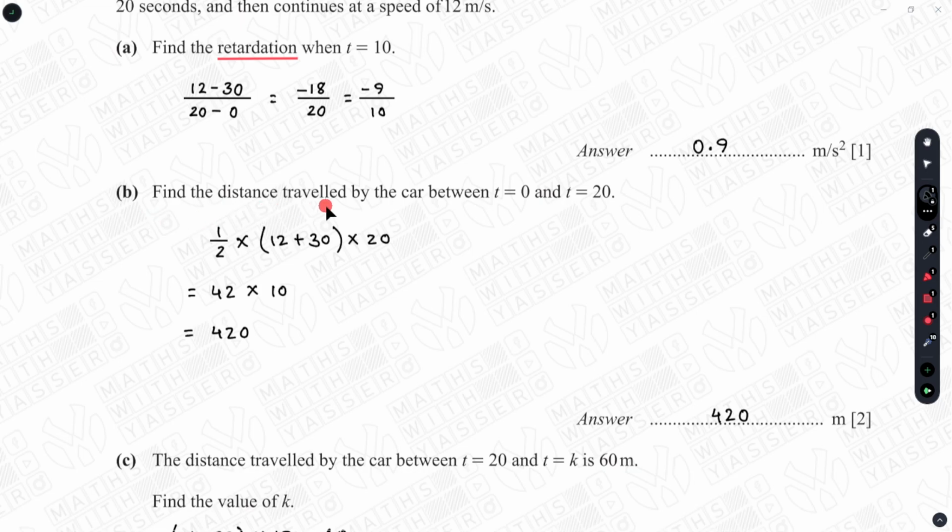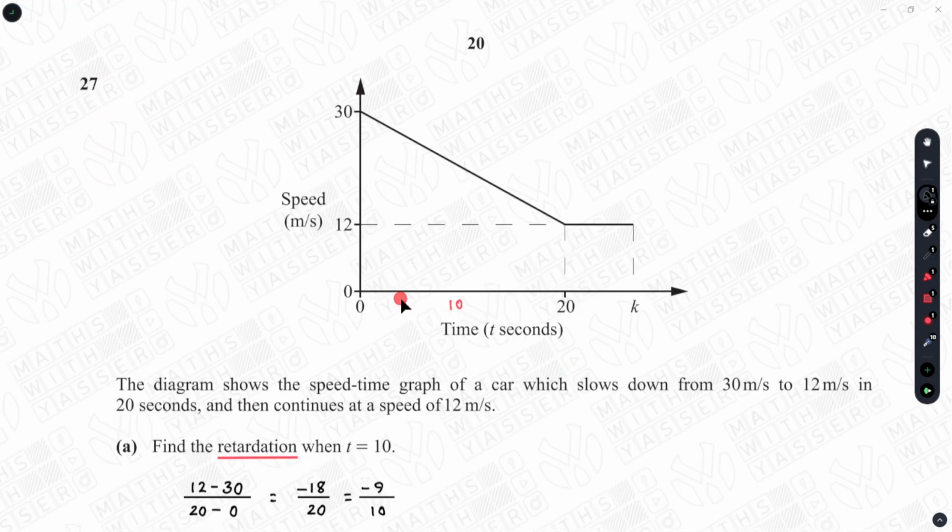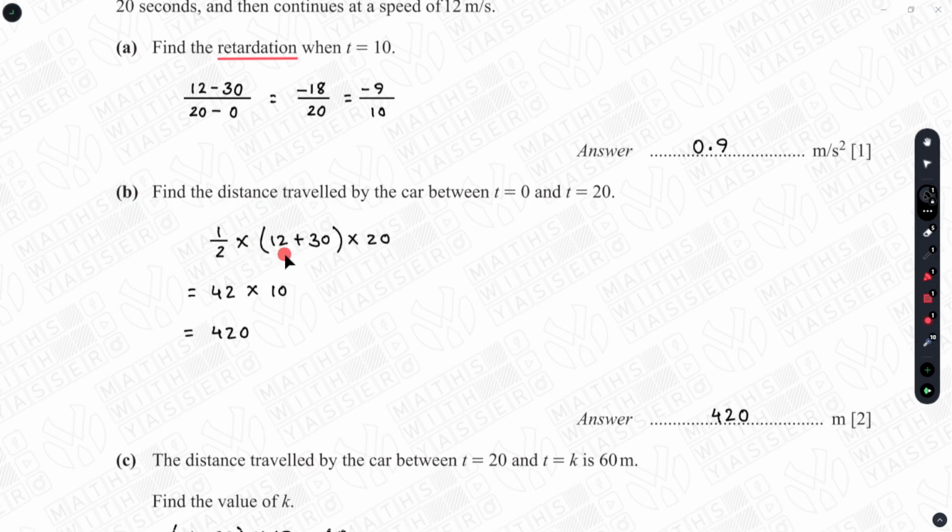Then it says, find the distance traveled by the car between t equals 0 and t equals 20. That means we need to find the area of this trapezium between 0 and 20, where the lengths of the parallel sides are 12 and 30, and the distance between the parallel sides is 20. So it will be half times (a plus b), which is 12 plus 30, times 20. 12 plus 30 is 42, times 2 tens are 20. So that will give us 420 meters.